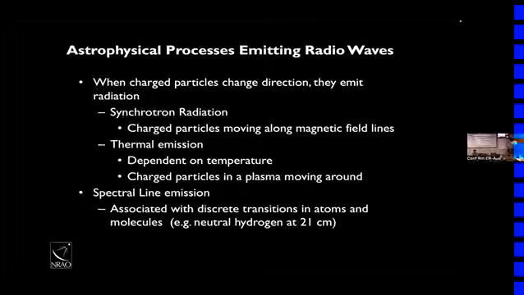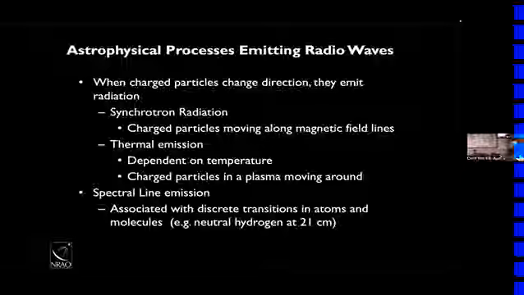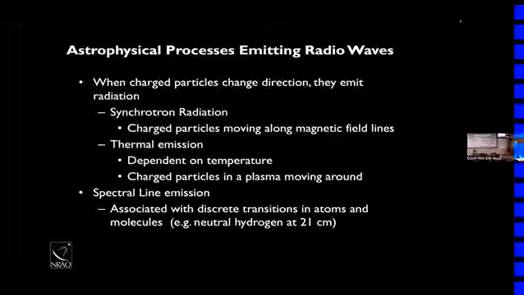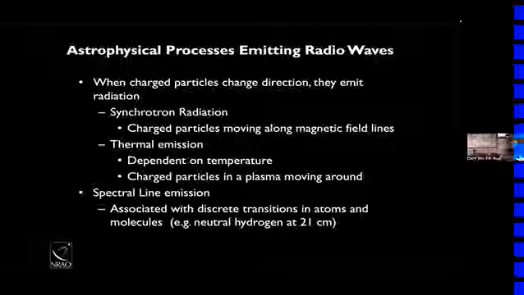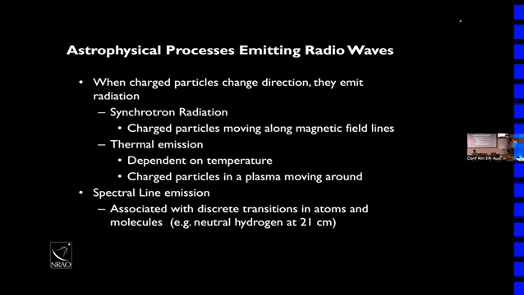And then there's also spectral line emission. This is emission that's associated with particular unique spectral lines. And there's one very famous spectral line. Has anyone ever heard of the HI line, the line of neutral hydrogen? Do you know what that arises from? Do you know the physics behind that? Sorry to put you on the spot, but you've heard of it. You've heard of the 21 centimeter line.